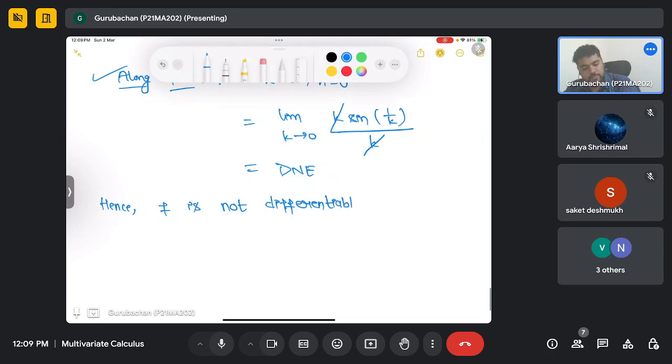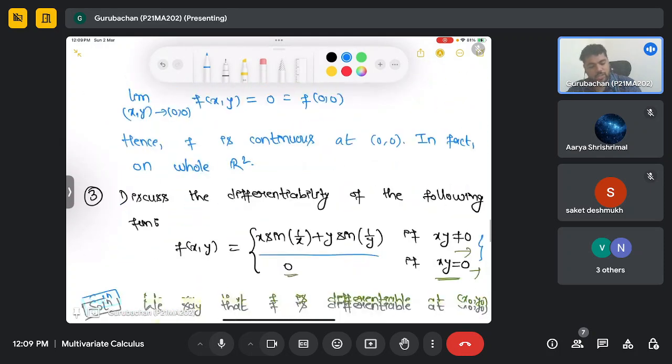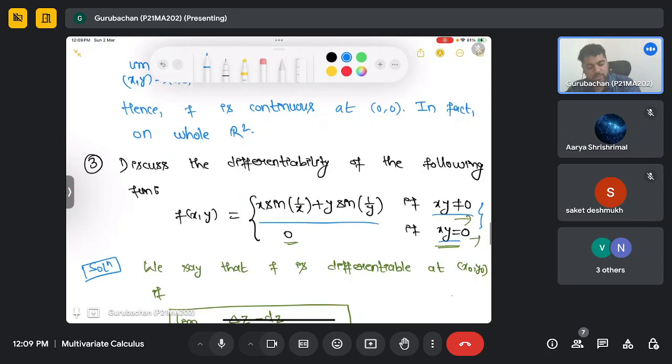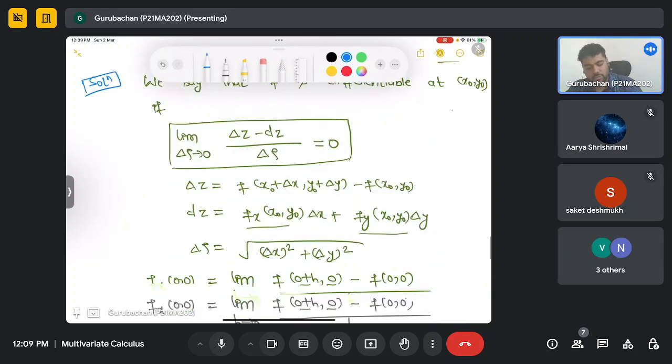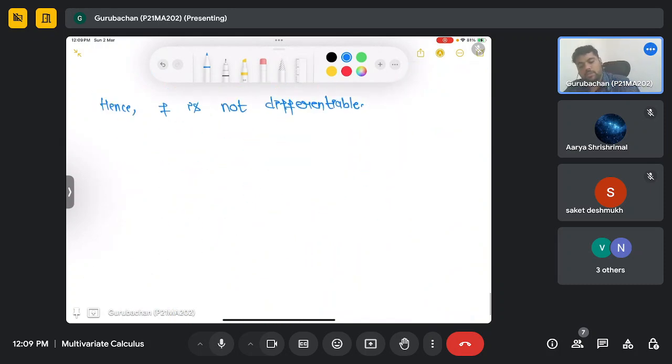f is not differentiable for those points for which this function is breaking, so we can directly say f is not differentiable. Okay. I'm again saying, if you have some doubt, you can stop me and ask me. Till then, I'm moving to the next question.